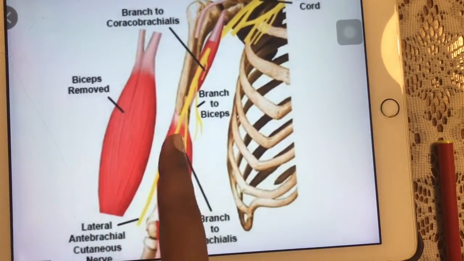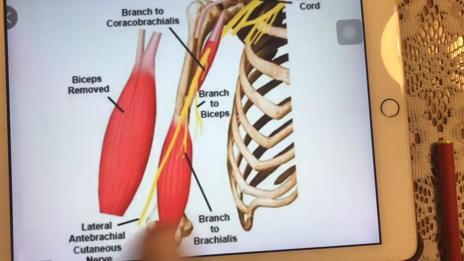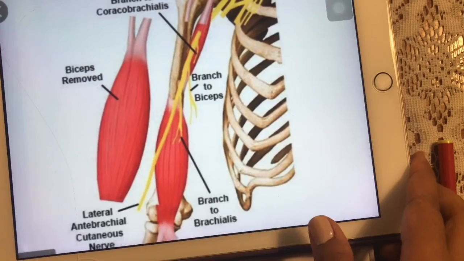So they've removed the biceps. Beneath the biceps, you have the brachialis here. The biceps has two heads, short head, long head, all that stuff. You guys go and have a look at all that.